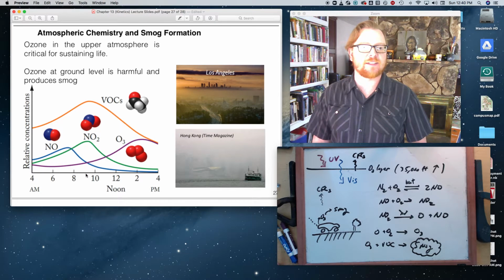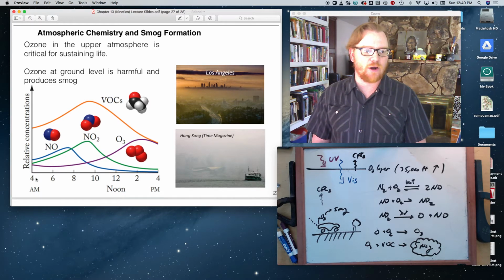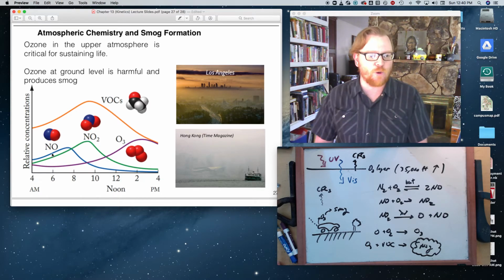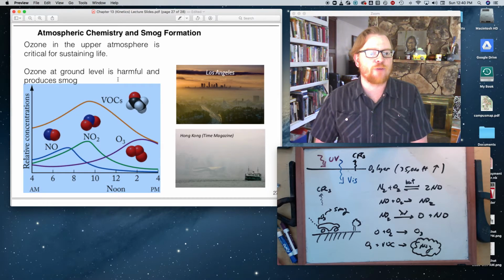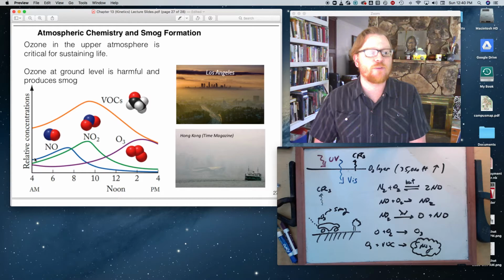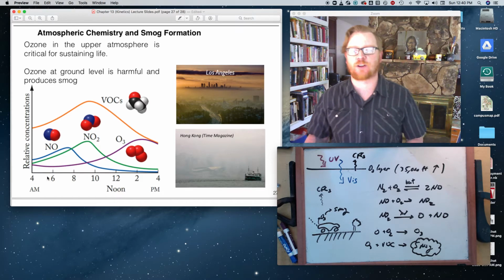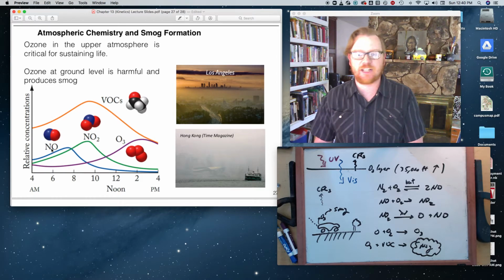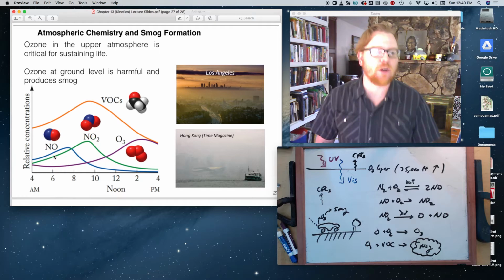If you look at, this is a typical profile of atmospheric chemical concentrations, starting from 4 in the morning all the way to 4 in the afternoon. And what you notice at 4 in the morning, NO, NO2, O3, and volatile organic compounds, they're all very low in concentration. And you notice something happens at about 6, 7 a.m. Rush hour, right? People get in their cars, they start driving. That initially is what creates NO through this first step. So NO starts to build up.